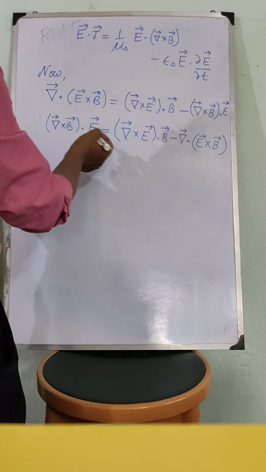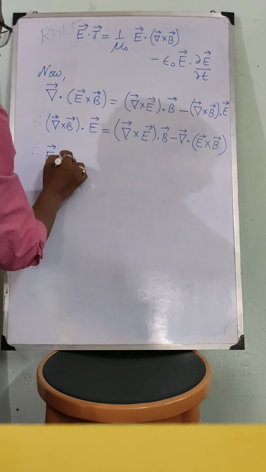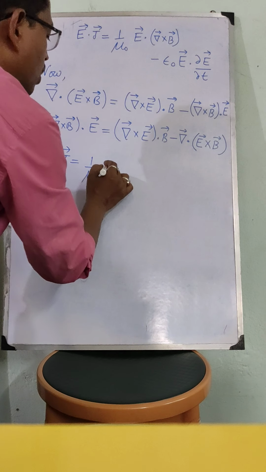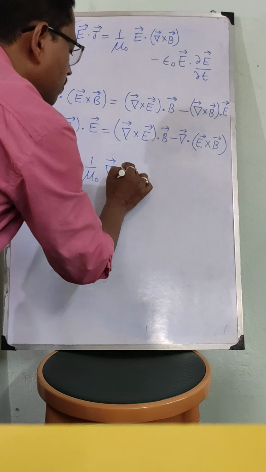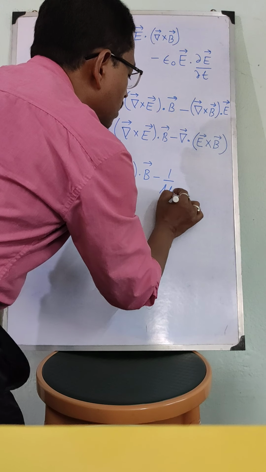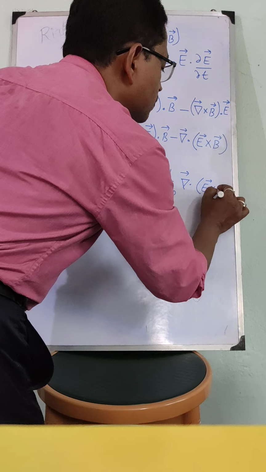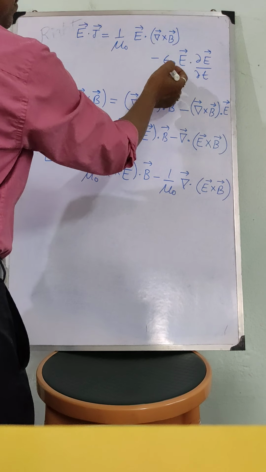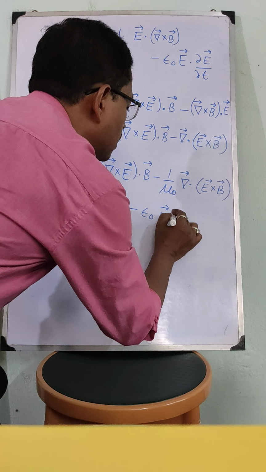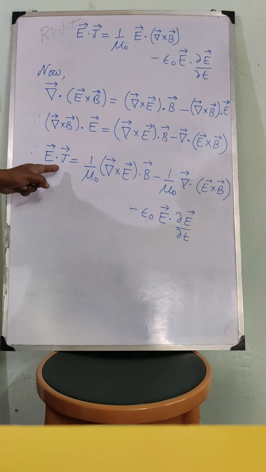So now we will put this expression here. So therefore E dot J is equal to 1 by mu 0 del cross E dot B minus 1 by mu 0 del dot E cross B. So I have written this term, then this term, so minus epsilon 0 E dot del E del T. Okay. So this is our expression of E dot J.